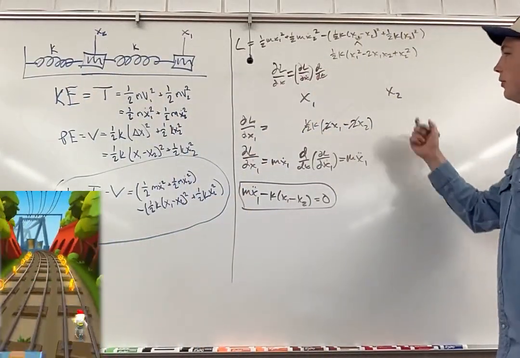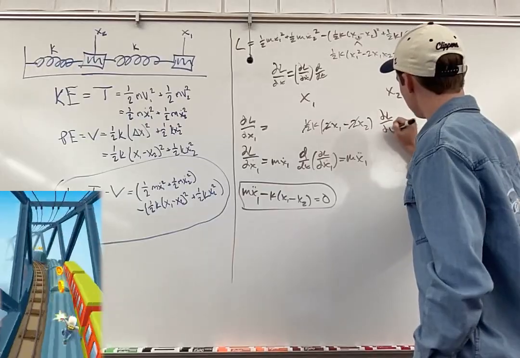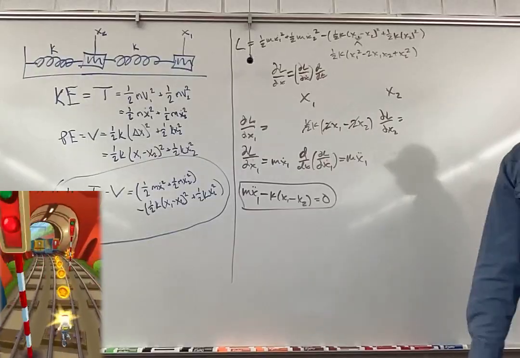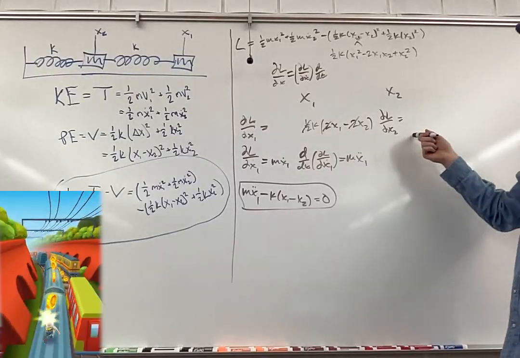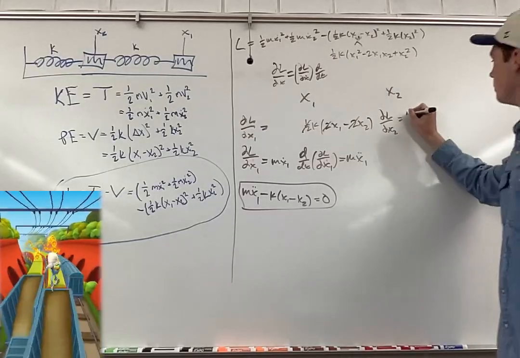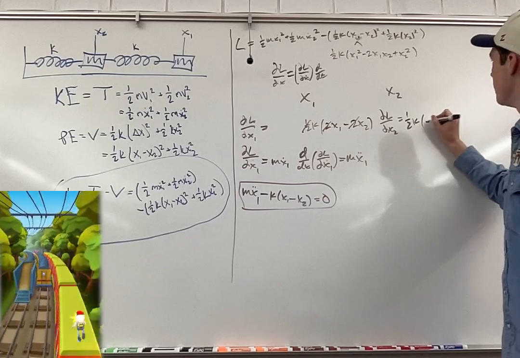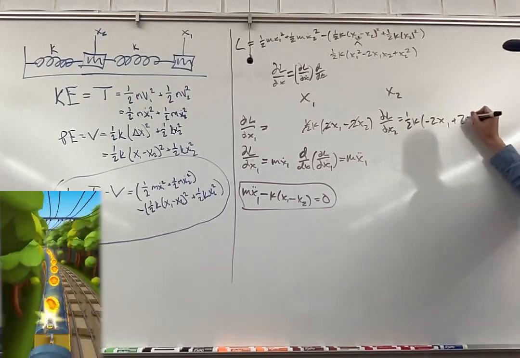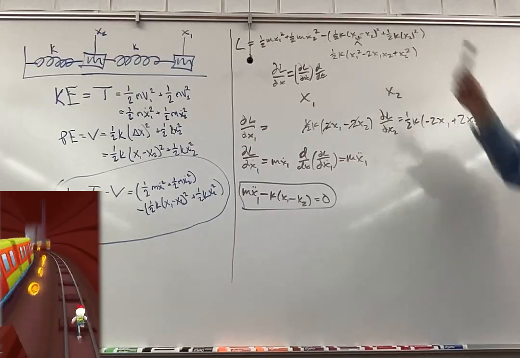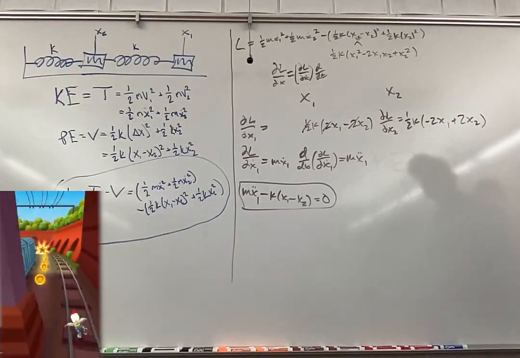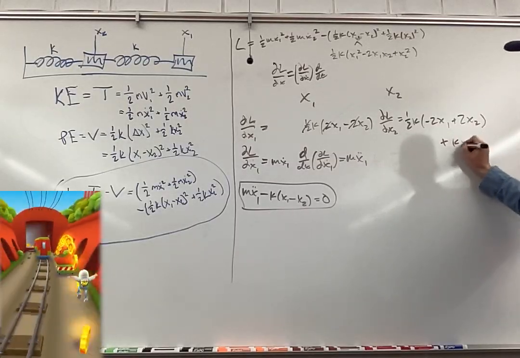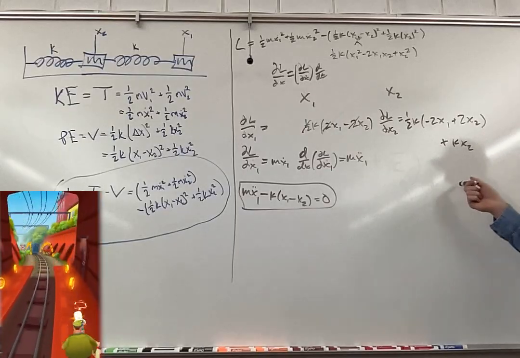Now, x2 direction, we're going to do the same thing. Partial L with respect to x2. And so we have two x2 terms here. They're both in the potential energy part of the Lagrangian. And so we've already expanded this out, so we can just take the partial derivative with respect to x2 of this, and that is going to be 1/2 k times negative 2x1 plus 2x2. And then we also have to include this term here. And so taking the derivative is pretty straightforward. We just get plus k x2. So that's our partial with respect to x2.